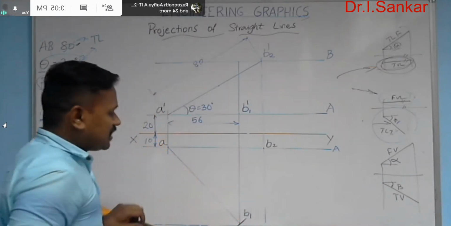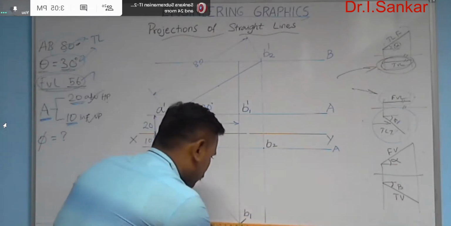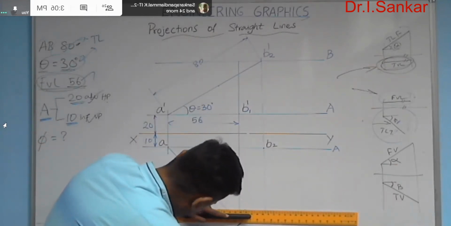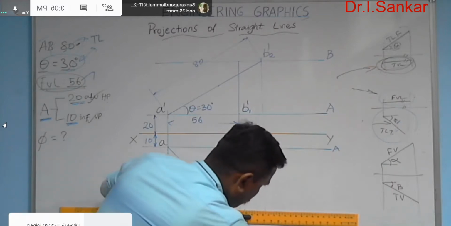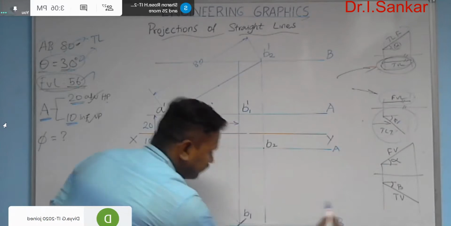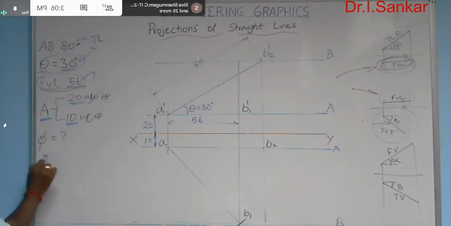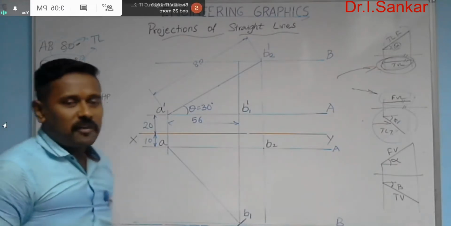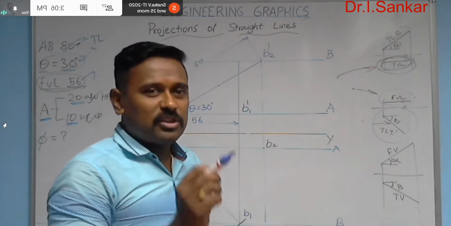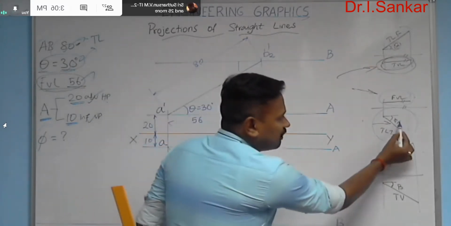This one. At the same time you can draw the locus of B in the top view. The question is actually to find the angle phi. Angle phi is nothing but the angle of inclination of the true length with respect to the VP. So here you can find the phi.